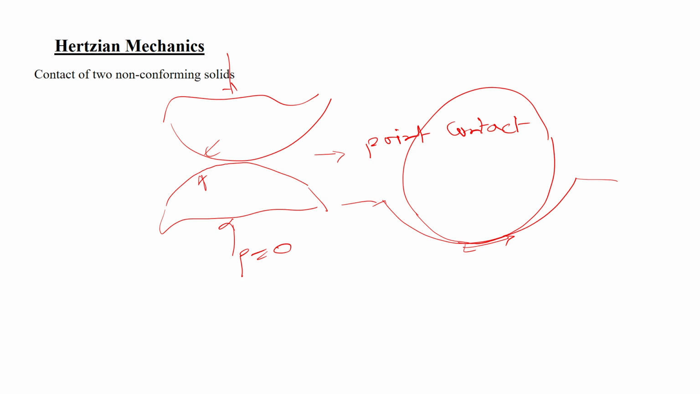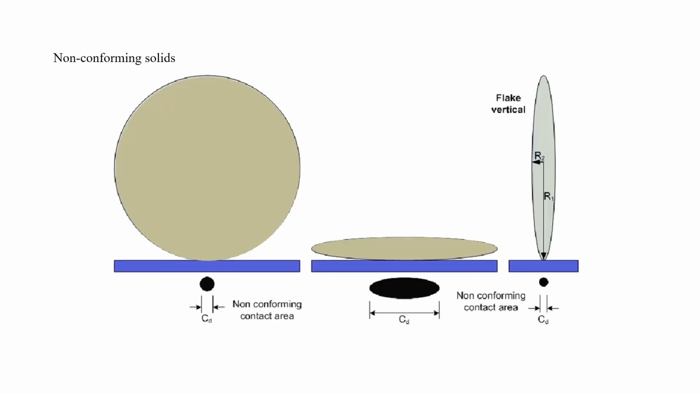No, it is not necessary. It can be convex, it can be concave. It can be one convex, one concave surface, but at the end of the day it has to be non-conforming solids. That is all the requirement. Now, for these solids, there are some examples here.